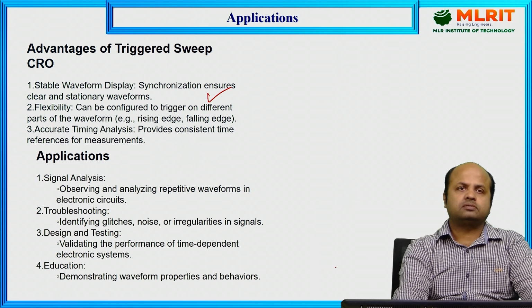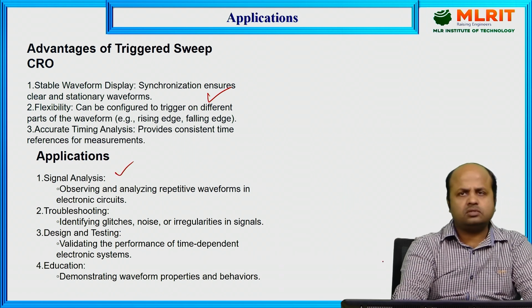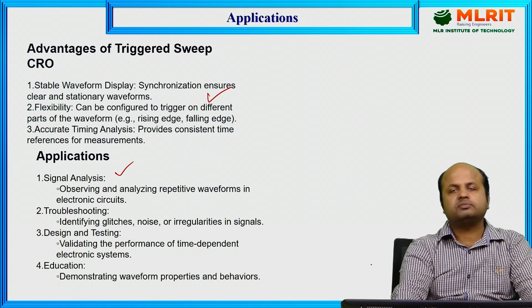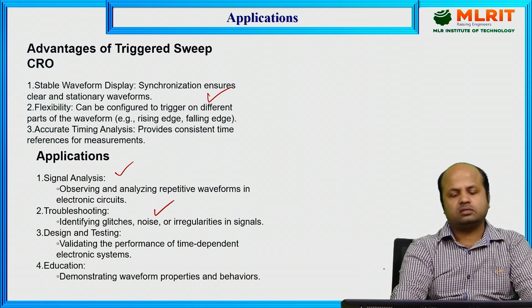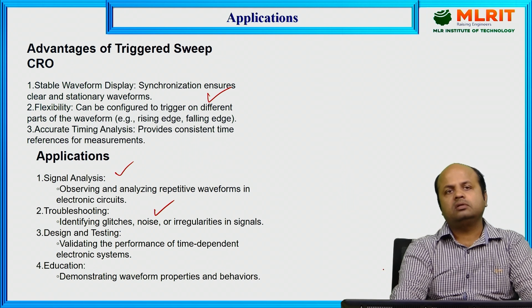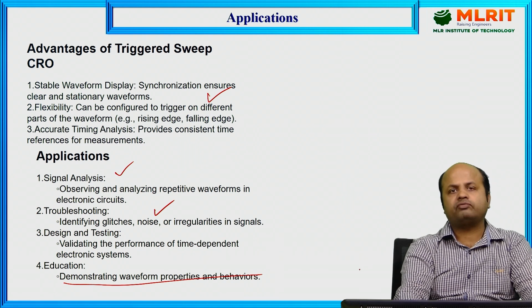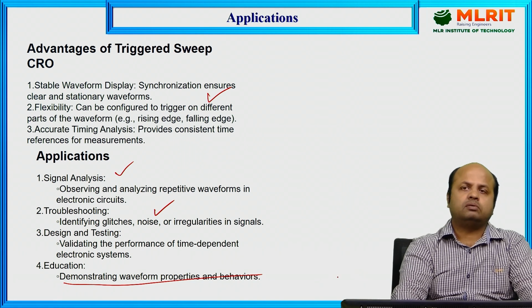What are the applications? Triggered sweep CRO can be used in signal analysis, observing and analyzing repetitive waveforms in electronic circuits; troubleshooting, identifying glitches, noise or irregularities in signals; design and testing, where it is widely used to validate the performance of time-dependent electronic systems; and education, demonstrating waveform properties and behaviors. So these are some of the advantages and applications of triggered sweep CRO.